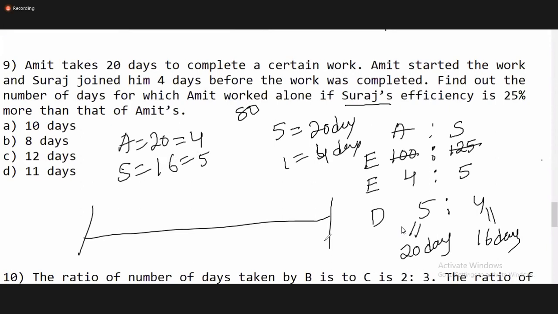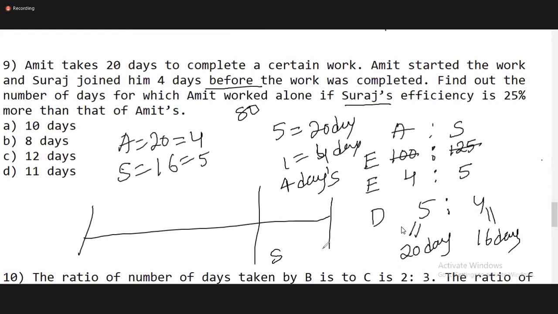But the point is this. Who started the work? Who is joining when is important. Amit started the work and Suraj joined him 4 days before the work was completed, which means, last 4 days who worked? That is important. Suraj joined him before 4 days the work got completed. From beginning to ending, who was there in the work? Amit. So the last 4 days, Suraj and Amit worked.